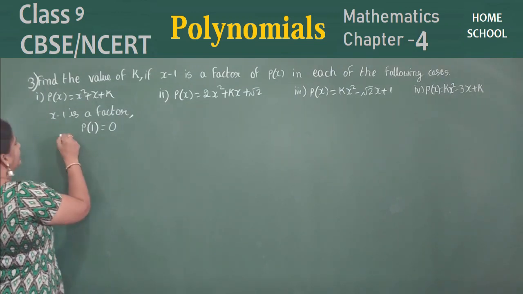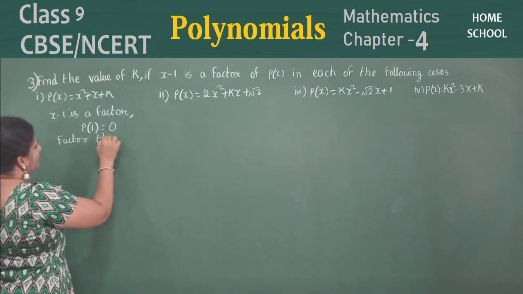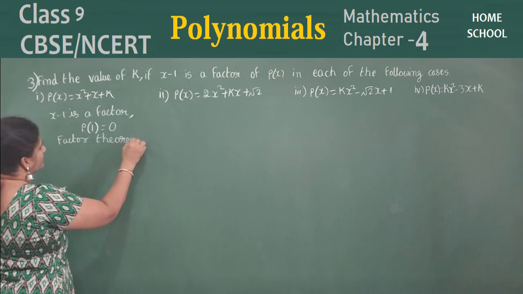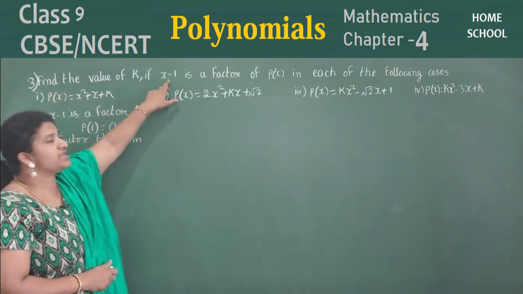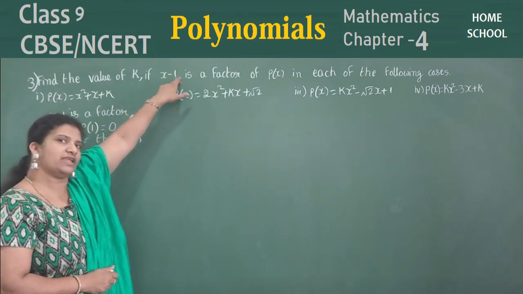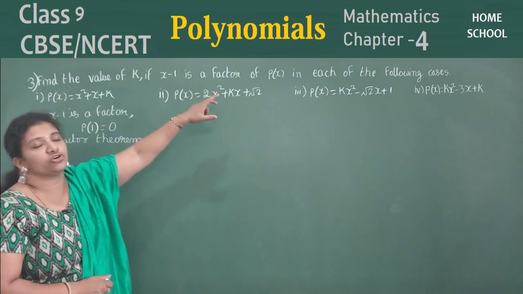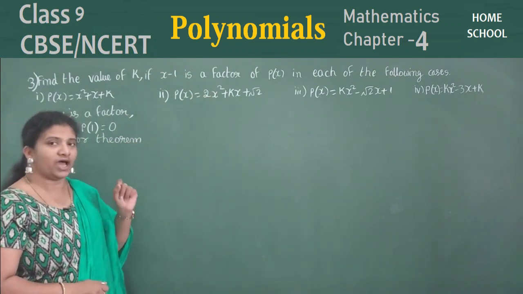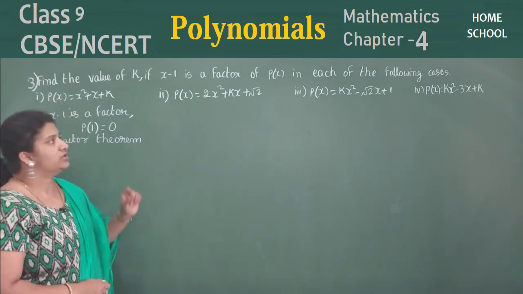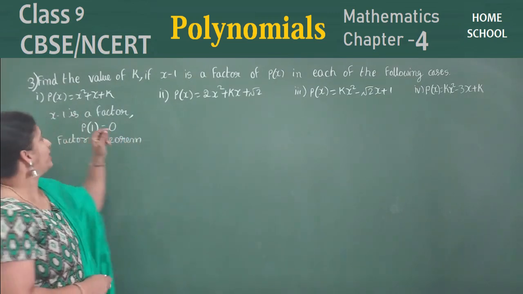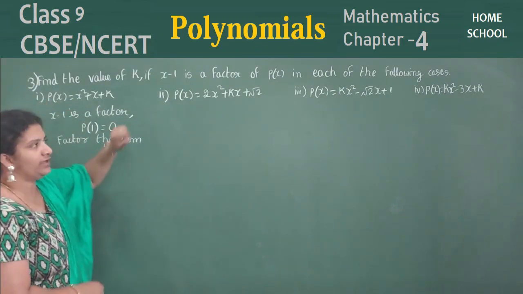By the factor theorem, I can say this. So, if this is a factor, then what is the zero of this? x minus 1 equal to 0, x is equal to 1. If you substitute that 1 in the polynomial p of x, you are going to get your answer 0. Okay? So, in each of the following cases, find the value of k.